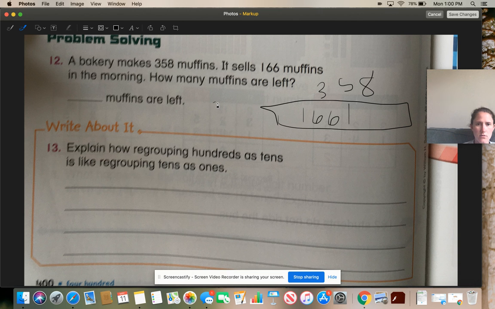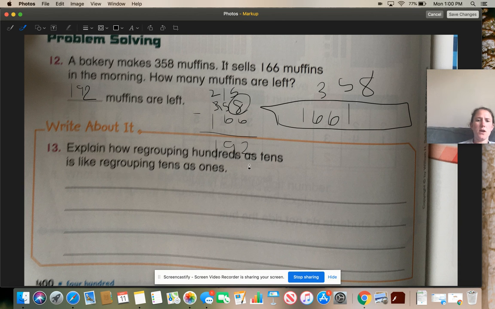So you're going to take 358 and you're subtracting minus 166, like so. I'm going to circle my 8. 8 minus 6 is 2. 5 minus 6, oop, can't do that. Go to my 3. My 3 becomes a 2. My 5 becomes a 15. 15 minus 6 equals 9. 2 minus 1 equals 1. So I have 192 muffins left. That's a lot of muffins, guys. What would you do with 192 muffins?